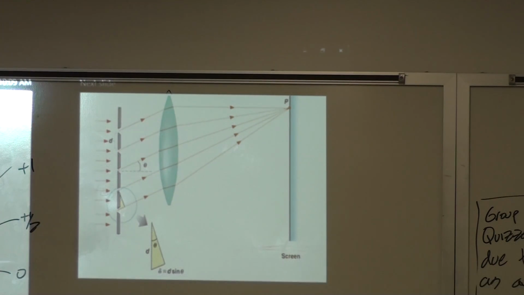Gotcha. And then those bright ones are the constructive interferences? Yeah. Any other questions? Okay, so we did that.